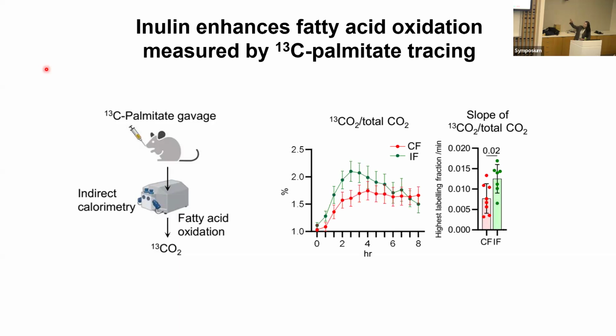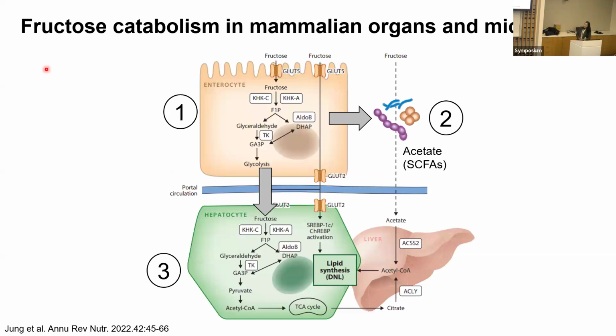And as you can see here, higher green, the inulin enhanced fatty acid oxidation. So now we wonder how inulin supplementation suppresses hepatic fat accumulation. As I mentioned before, those three steps are the major fructose catabolism. First by the intestine, second by the gut microbiome, third by the liver. So let's check one by one.